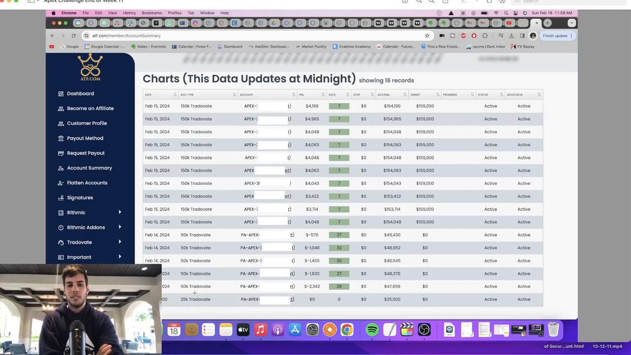So we have these PAs. I got this 25K account, a PA, on Friday. So past that one. And I'm working towards doing 10 with a trade copier, 10 150K accounts. They're currently in 4K profit. So we made about 41,000 this past week.